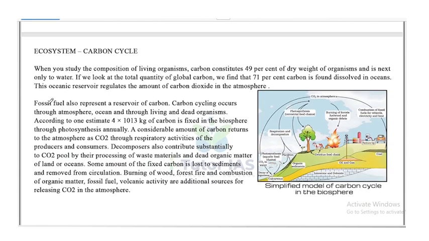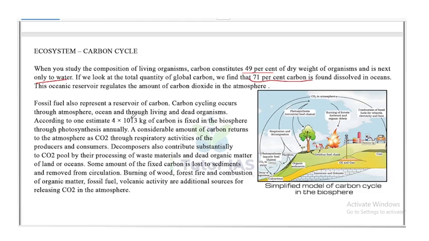Moving on, let's discuss more about the carbon cycle. When you study the composition of living organisms, carbon constitutes 49% of dry weight of organisms and is next only to water. If we look at the total quantity of global carbon, we find that 71% of carbon is found dissolved in oceans. This oceanic reservoir regulates the amount of carbon dioxide in the atmosphere. Fossil fuel also represents a reservoir of carbon. Carbon cycling occurs through atmosphere, ocean and through living and dead organisms. According to the estimate, 4 into 10 raised to 13 kilogram.